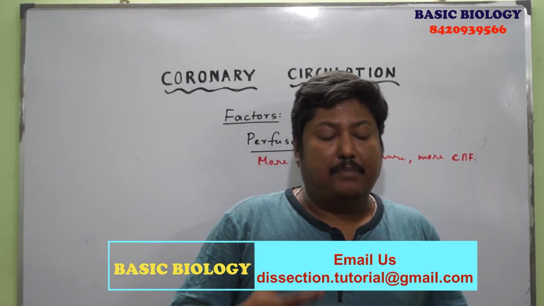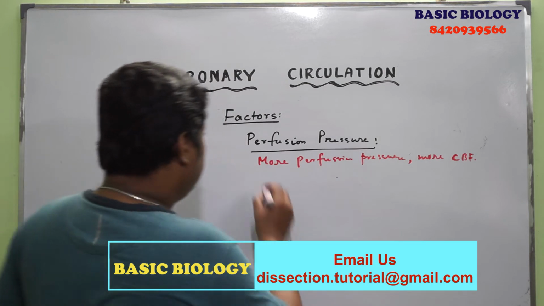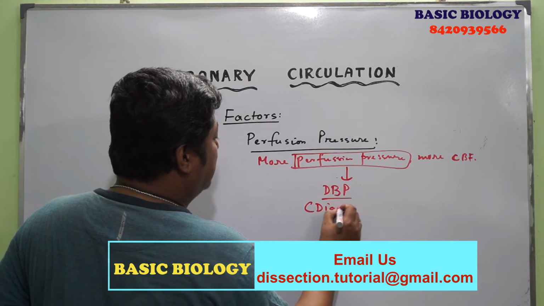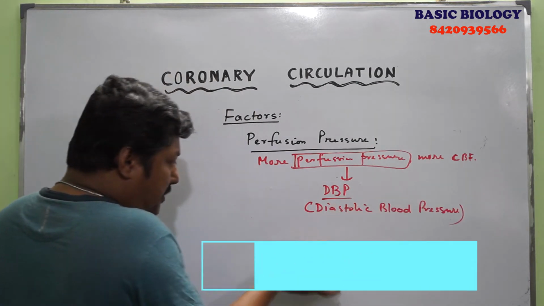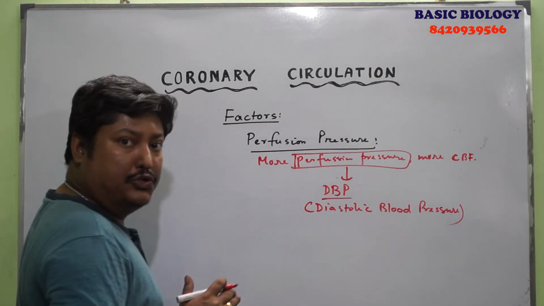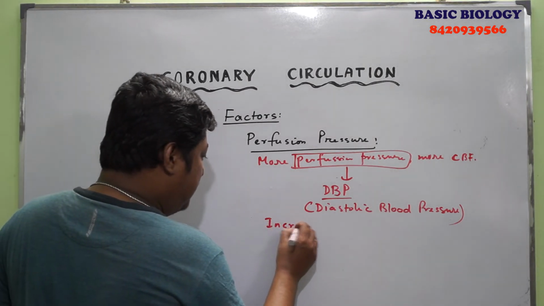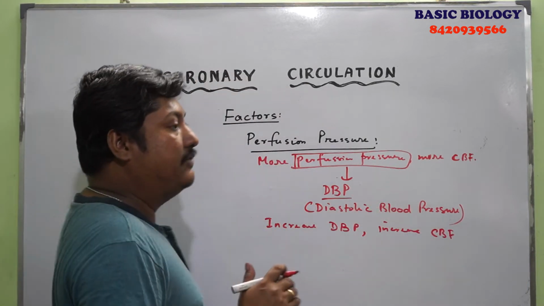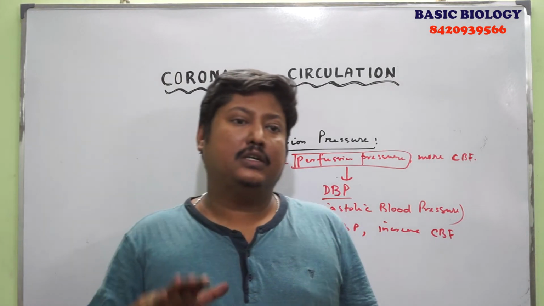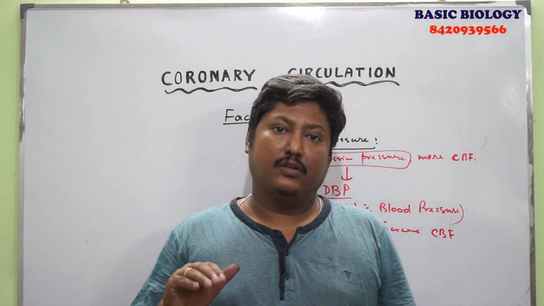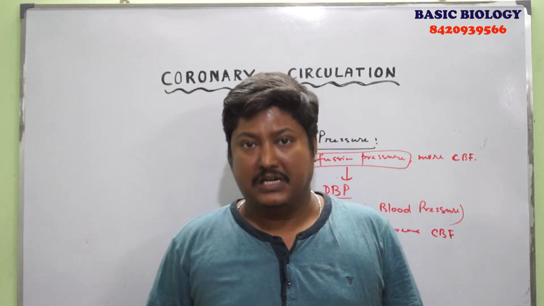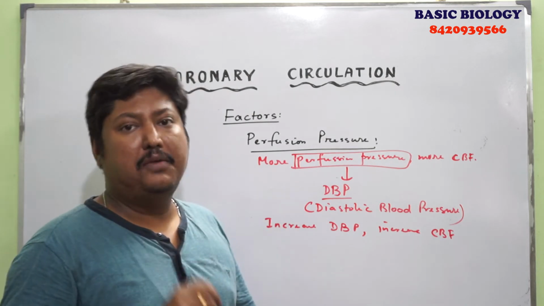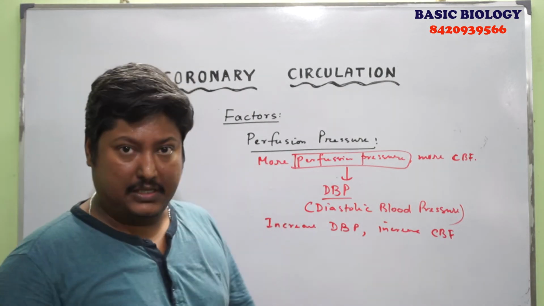And this perfusion pressure depends on the DBP, that is the diastolic blood pressure. If DBP increases, definitely the CVF will also increase. So increased DBP, increased CVF. In a case where the blood pressure is below 60 mm of Hg, coronary circulation is severely affected. So the perfusion pressure is a very important criterion for controlling the CVF.